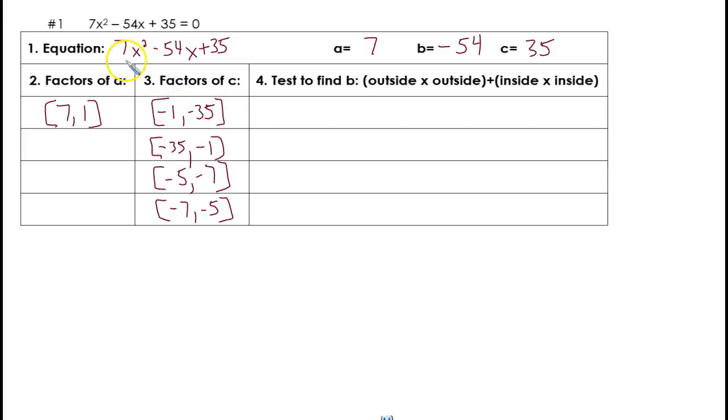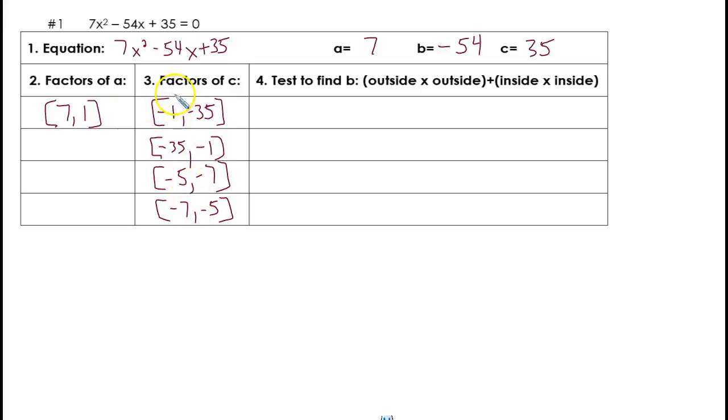I've already listed out the factors of 7. We've got 7 and 1. 7 times 1. 7's prime, so that's the only way that we can get 7, is 7 times 1 or 1 times 7. So the order does not matter for the factors of a. Once you decide on 7 here and 1 here, you can leave it that way, right? But in the factors of c, you do have to check both of the orders.